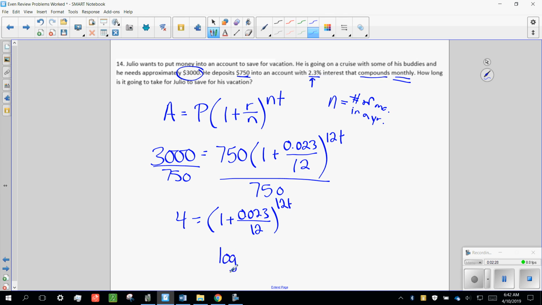The base of the exponent is always the base. This is just a number, but since I don't know that number, I'll just write it as I have it there. So the log base this growth rate of 4 is equal to, remember the log is equal to an exponent, our exponent 12t. So once we do the log base this of 4, we'll divide it by 12. So let's run to the calculator.